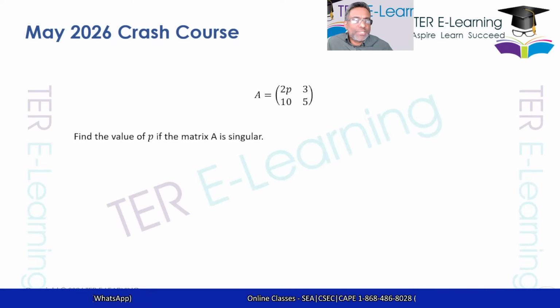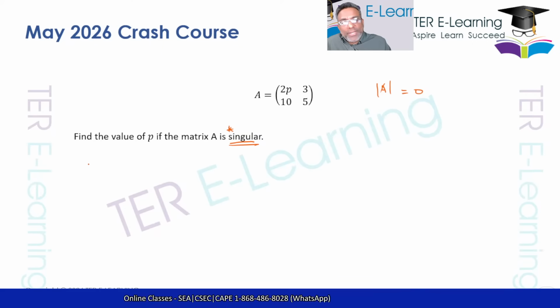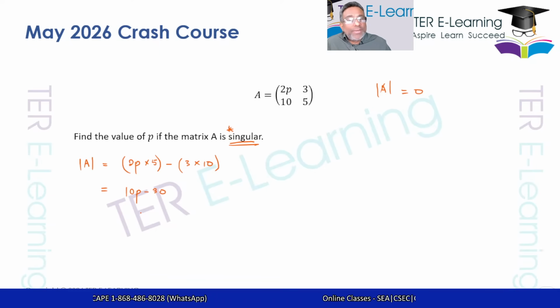We have 2 kinds of matrices here that we need to be aware of. We have something called a singular matrix and a non-singular matrix. Now, if a matrix is singular, the determinant of that matrix is going to be equal to 0. Whenever you see the word singular, it means the determinant is equal to 0. So if I want to work out the determinant of A, this will be 2p multiplied by 5 minus 3 multiplied by 10. That's your determinant. So this is going to be 10p minus 30. That's your determinant of that matrix here.